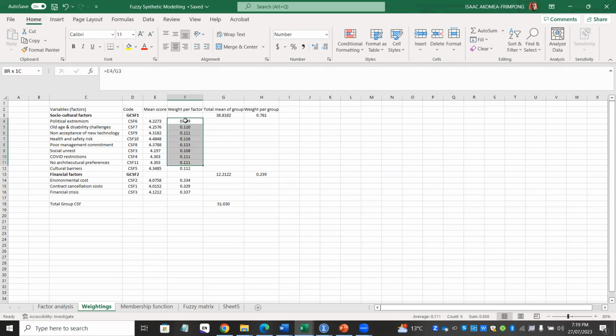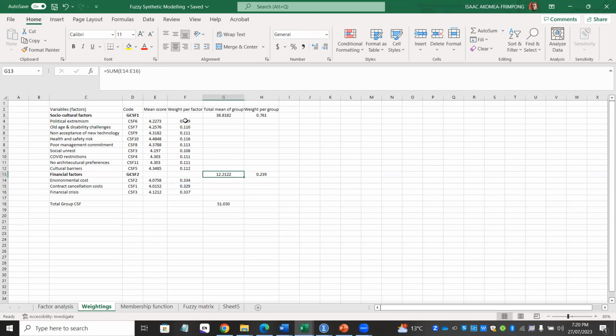And the good news is that, normally, when you add them together, you're supposed to get one. If you get more than one, then there's something wrong that you have to check. Okay, so you do the same thing as I did for group 1 in group 2. So for group 2, you add all the means together to give you 12.2122, and then with each variable, you just take it and divide by the total. Okay, so now we have this.